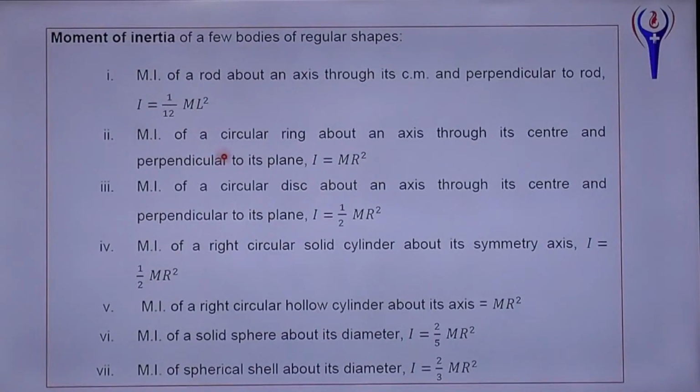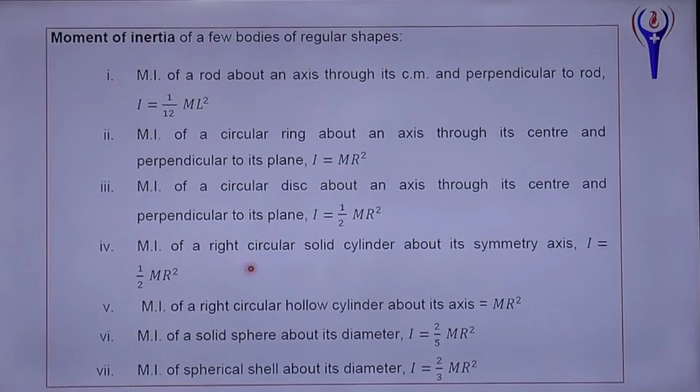Next, moment of inertia of a circular ring about an axis passing through the center and perpendicular to its plane, I equals M R square, capital R square. R is the radius of the circular ring. And moment of inertia of a circular disc about an axis passing through its center and perpendicular to its plane, I equals half M R square. For a ring, I equals M R square. For a circular disc, 1 by 2 M R square.